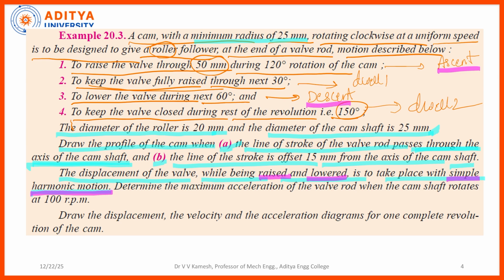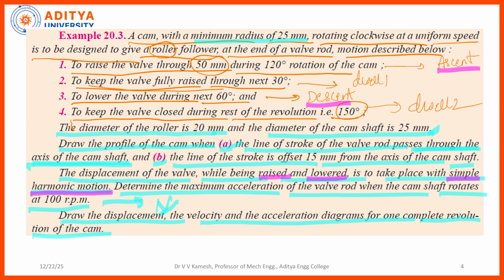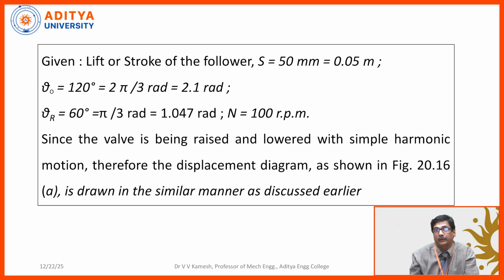Next thing, determine the maximum acceleration of the valve rod when the camshaft rotates at 100 rpm. So it is given the N value so that you can find omega and the remaining calculations. Draw the displacement, velocity and acceleration diagrams for the complete revolution of the cam. So initially we need to draw the displacement diagram, after that the cam profile. We identified the lift or stroke of the follower is 50 mm.